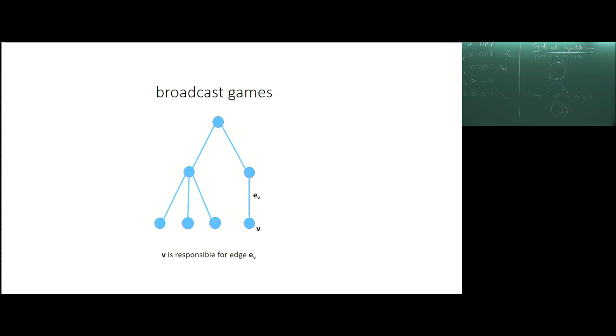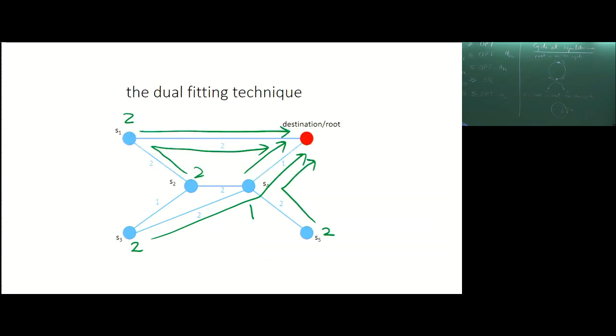To show how this mapping helps, I'll digress for a few minutes and go into a technique called dual fitting. I won't give details, so this is a much more generic technique. It comes from linear programs and so on. I won't go into the details of what dual fitting does, but let me tell you what it does in the context of this problem. Okay? So what is dual fitting?